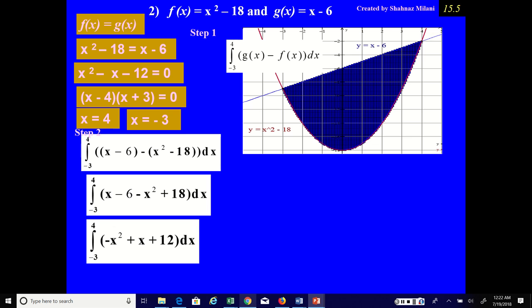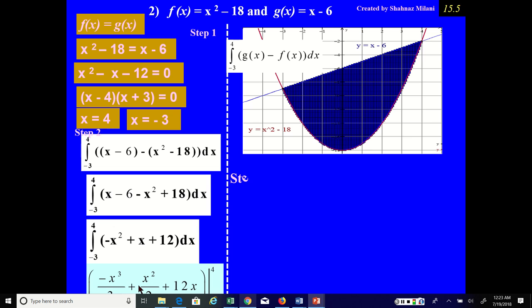Then, anytime you have a minus in front of your equation, it does make it a little bit challenging, but at this moment, the first thing I do before I factor it, I have to find the antiderivative. Antiderivative of minus x to the exponent 2 is minus x cubed over 3. Antiderivative of x is going to be x to the exponent 2 over 2. And antiderivative of any constant is going to be that number times x.